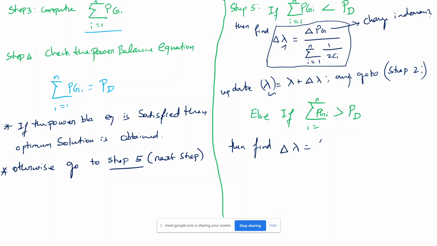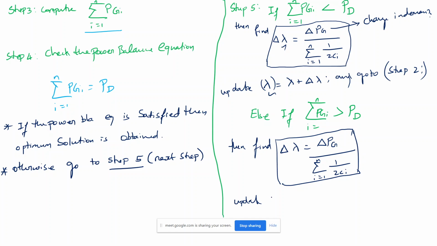Otherwise, else if the generated power is greater than the demand, then again find the new delta lambda. This is also the same formula. So how much change you need, you put here, delta Pg divided by the summation i equals 1 to n of 1 divided by 2Ci, and then update the lambda as lambda minus change in lambda and go to step 2.